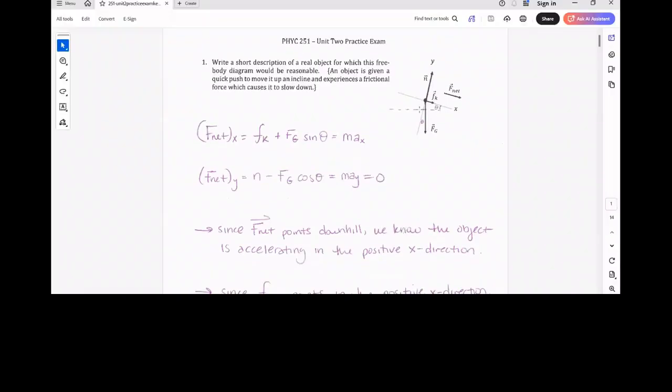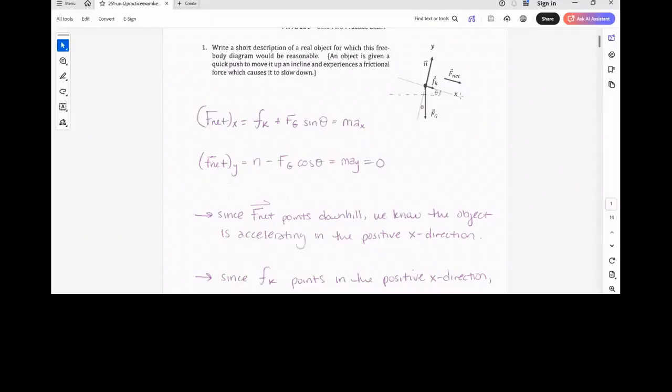The second big clue is the direction of Fk. This is kinetic friction. So this means that the object is moving in the opposite direction of the kinetic friction vector. So if we call the positive x-axis this direction here, so forward or downhill, then since we know that Fk points in the positive x direction, velocity has got to point in the negative x direction. So this means that this is an object that's currently moving toward the left, or it's moving up the incline, but it's experiencing a frictional force that is causing it to slow down as it moves up.